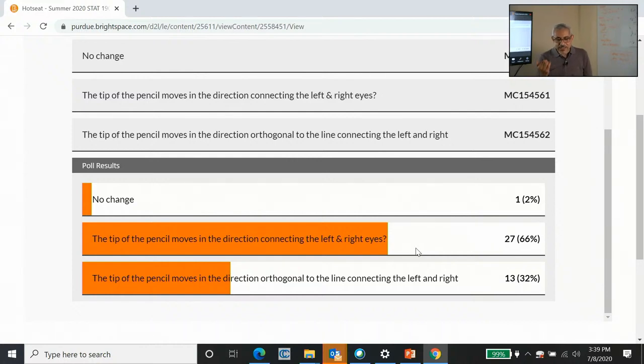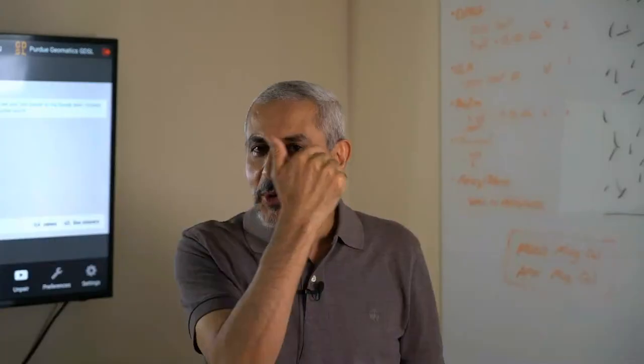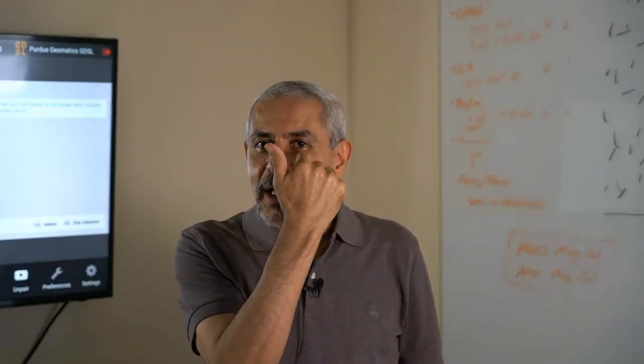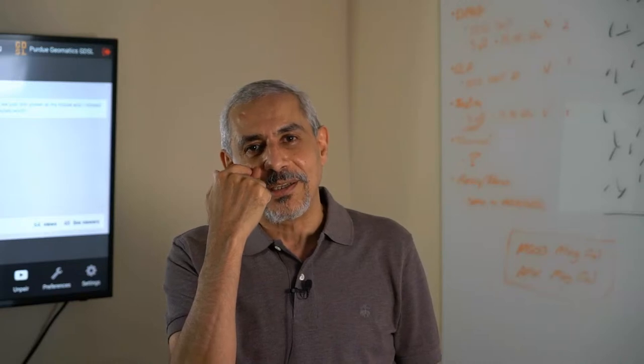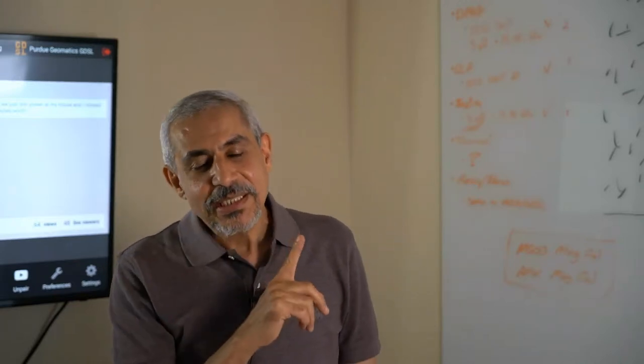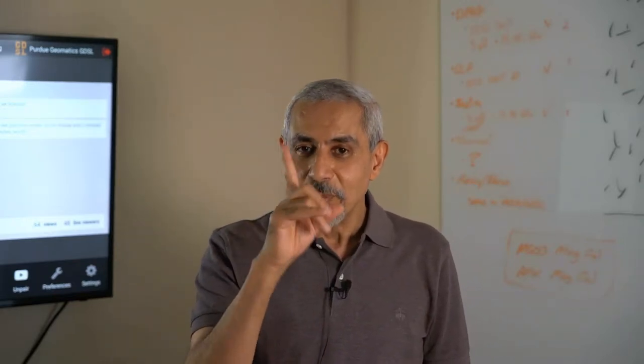32% said actually they saw a motion of the tip of the pencil, but in the direction normal to the line connecting two eyes. So remember, I'm talking actually about this direction. So here you have a line connecting the left eye and the right eye. 66% of you said that, which is the right answer.